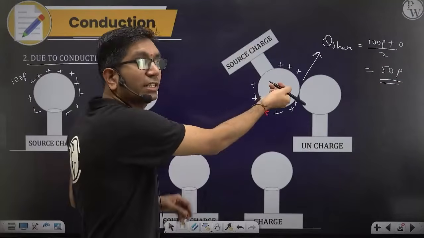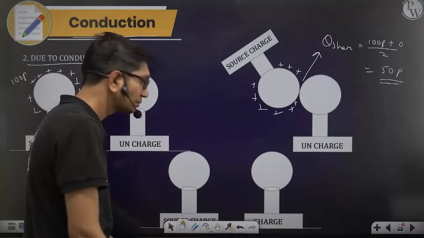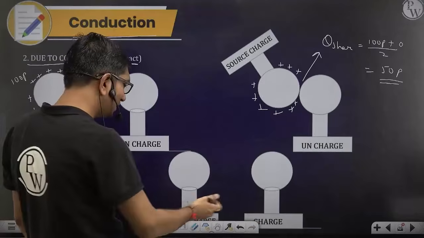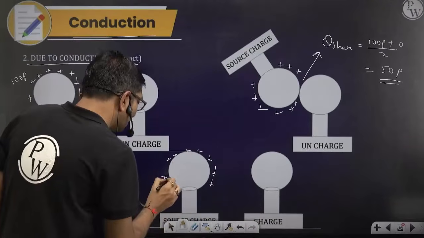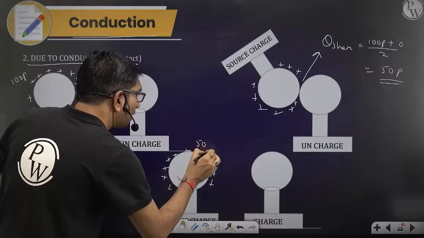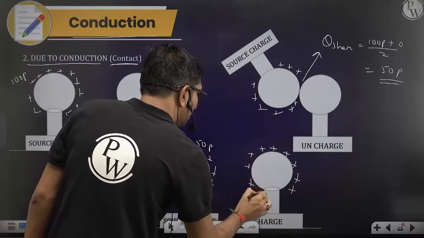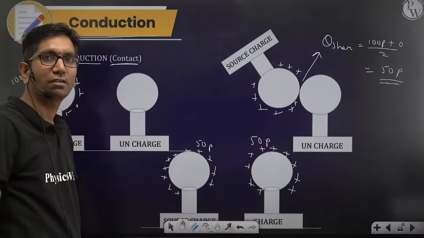So after putting this in contact, just remove it. What is the final charge now? This uncharged body became the charged body. This is the source charge, and what is the final charge left on it? 50 protons, and this one also became 50 protons. Is it clear? When the bodies are in contact, definitely they will get charge.